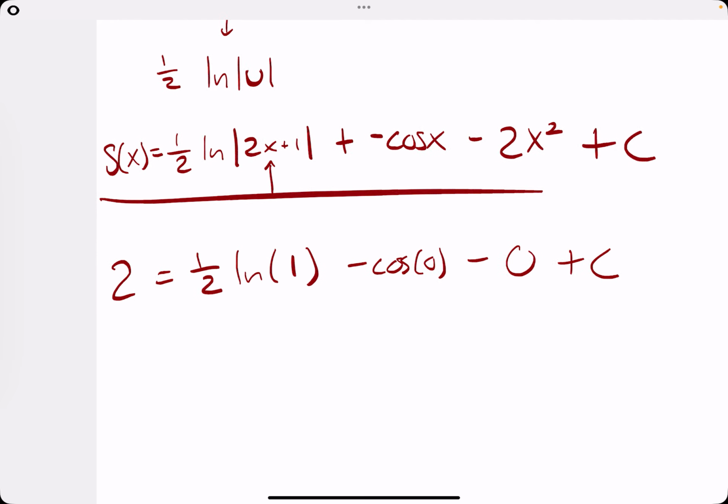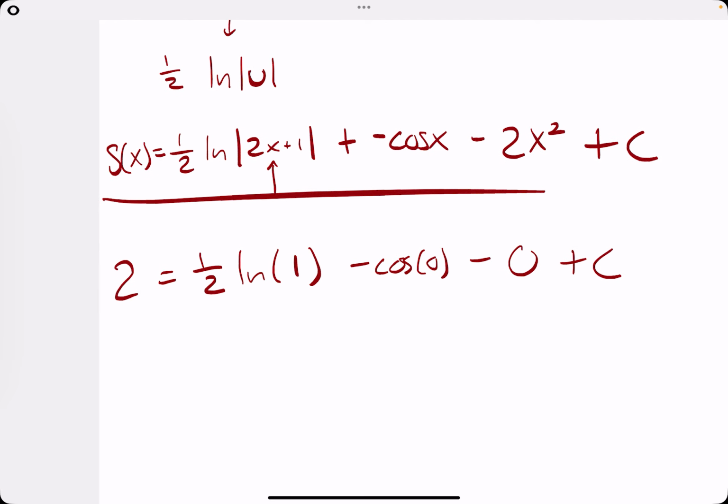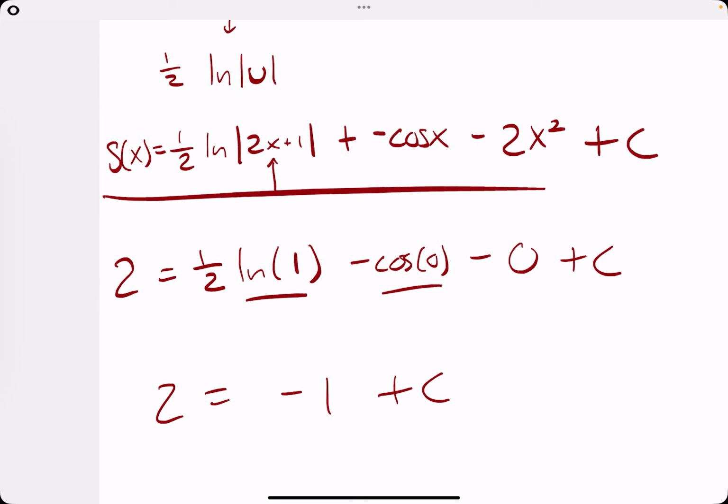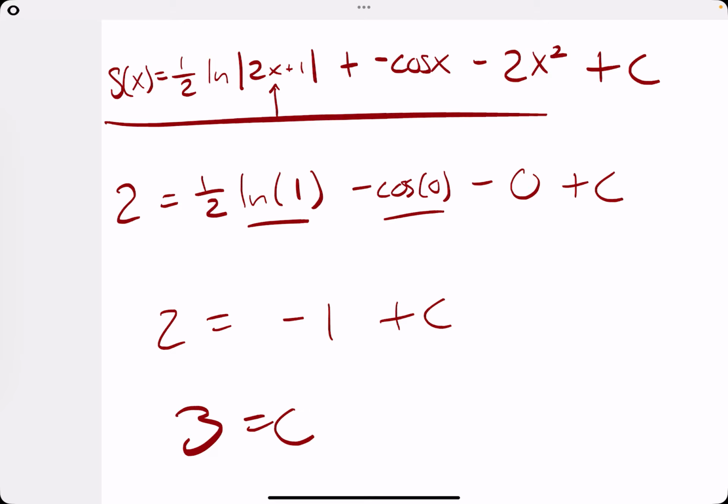So again, we plugged in 2 for s, 0 for x. Ln of 1 is 0. Cosine of 0 is 1. So really all we're left with is 2 equals 0 minus 1 plus c. C is equal to 3.